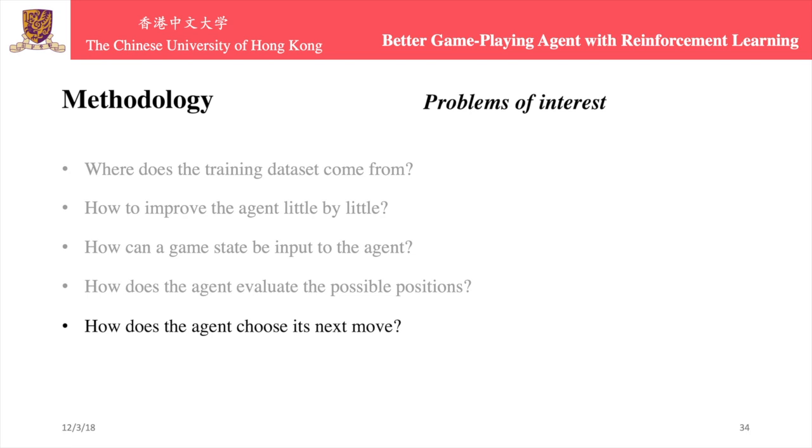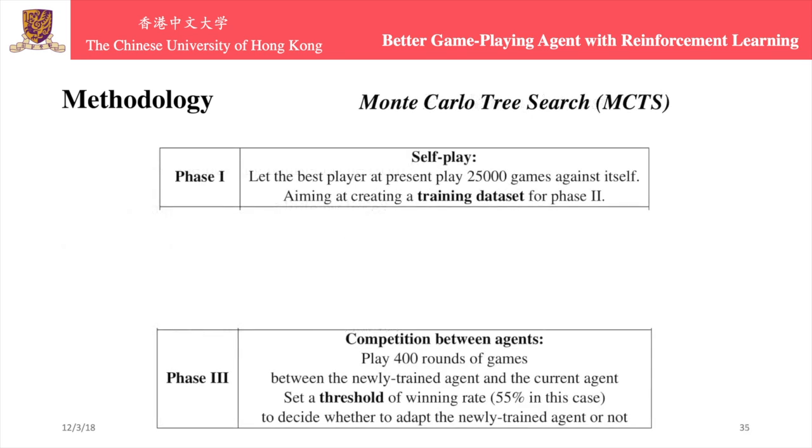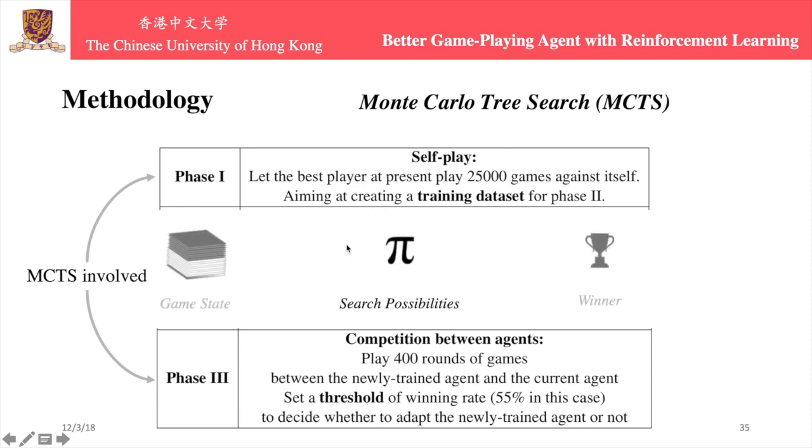Now we have tackled the first four questions, but we still have one more question to answer. How does the agent choose its next move? This is implemented by Monte Carlo tree search, or MCTS. Actually, in both phase 1 and phase 3, MCTS is involved, but in different ways. It is MCTS that produces the search probabilities.